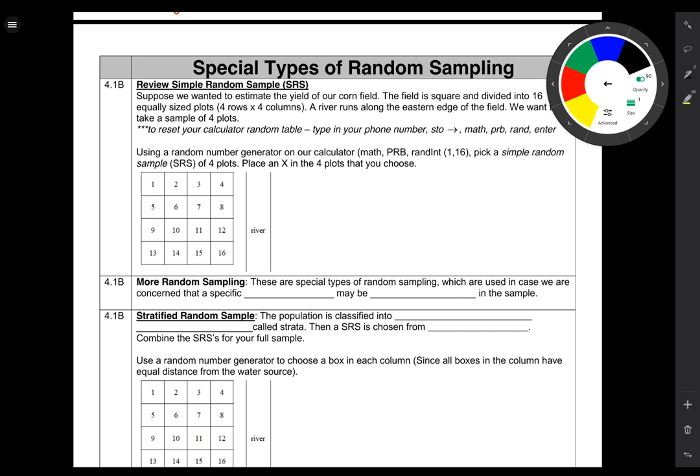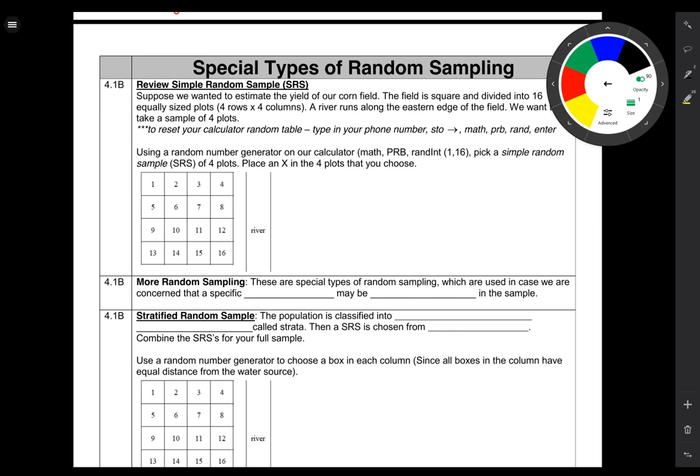Suppose we wanted to estimate the yield of our cornfield. The field is square and divided into 16 equally sized plots. So we have 4 rows and 4 columns. A river runs along the eastern edge of the field. We want to take a sample of 4 plots.